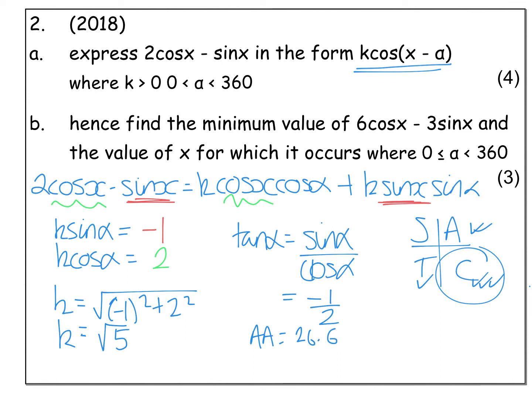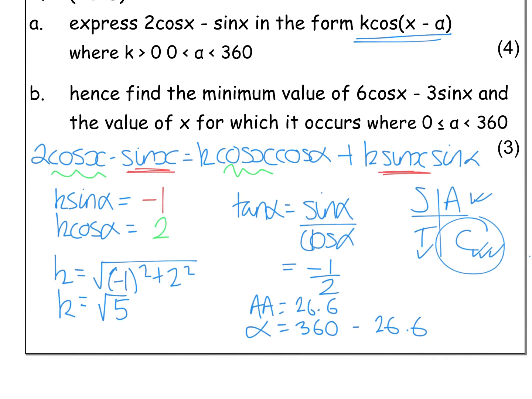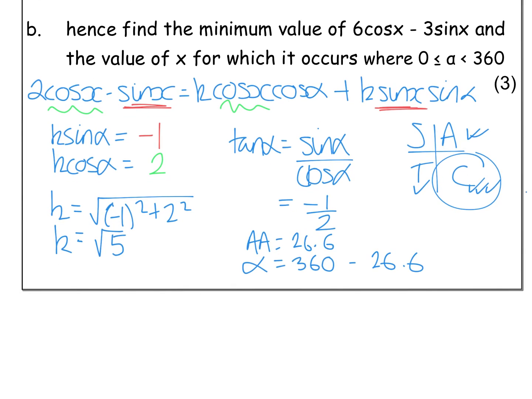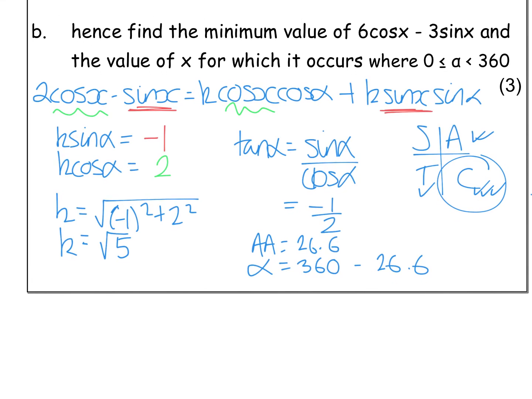But my wee ticky boxy bit has told me we're going to take that off 360. So alpha is 360 minus 26.6. I need a wee bit more space. And that is 333.4. So alpha is 333.4. Right, so let's finish the question off.